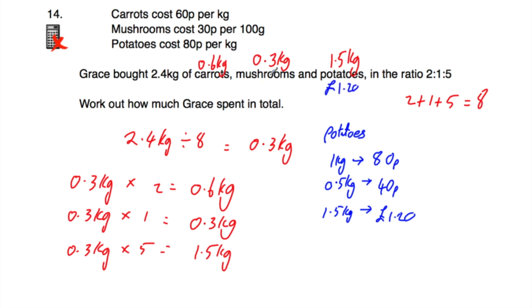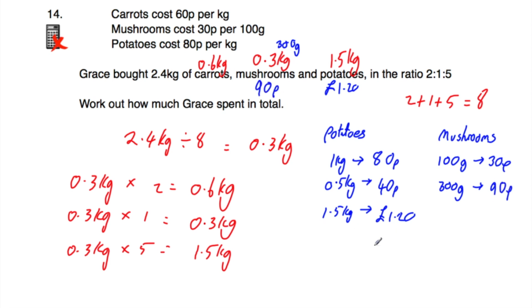Now let's do the mushrooms. Okay, so the mushrooms cost 30p per 100 grams. We want to find the cost of 300 grams of mushrooms, or 0.3 kilograms, which is 300 grams. Well, if 100 grams costs 30p, we just times that by 3. So 30 times 3 is equal to 90p. So that means the mushrooms cost 90p. And that's it.